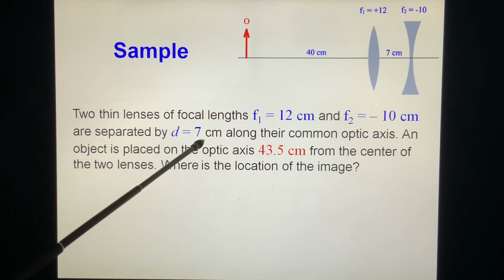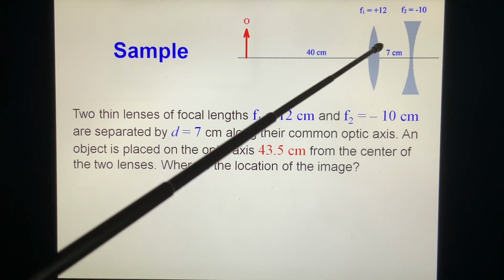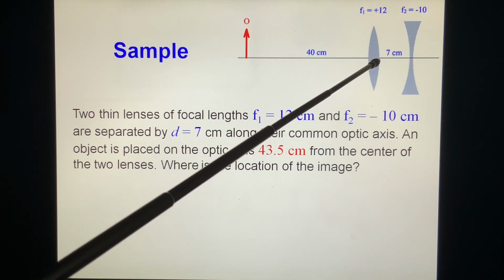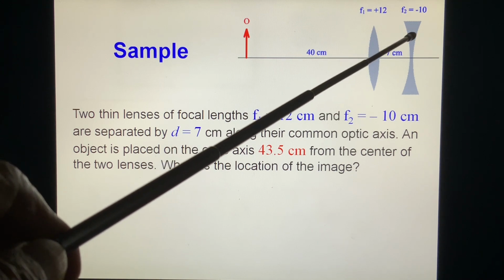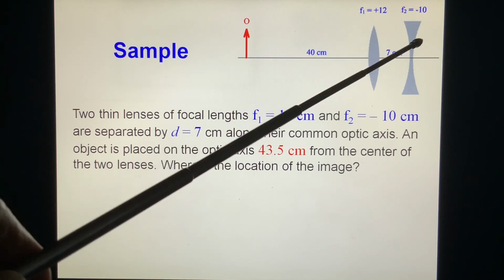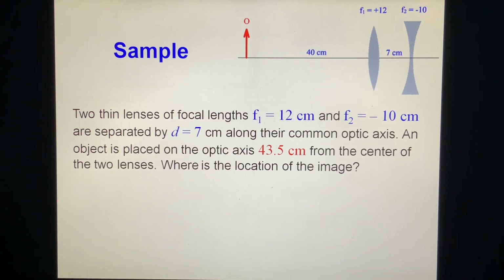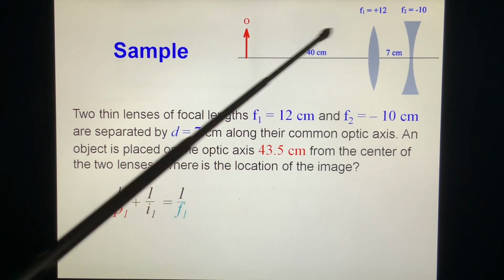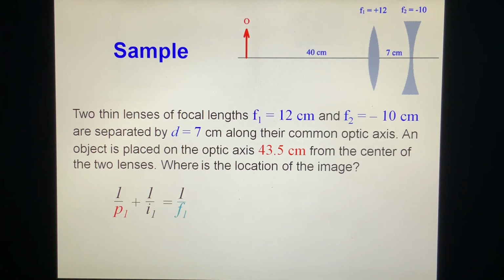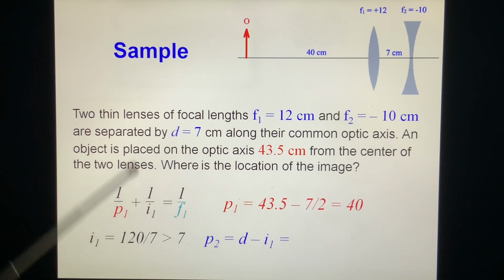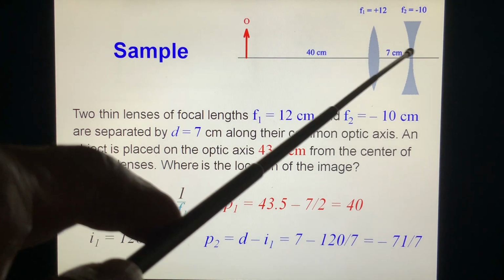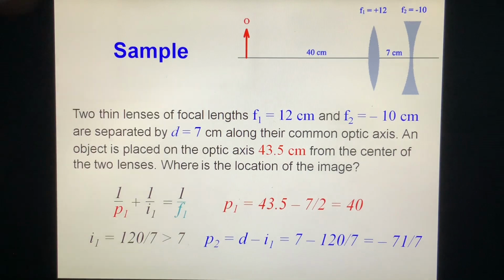Now, the question didn't tell you which one in the first. This is the one case. Another case is this convex lens in front. So we saw this one. Okay, that's very simple. The first one, f equal to 12. Okay, p is 40. Okay, so we get I1. I1 is 120 over 7. This is much longer than this one, so it's far right.